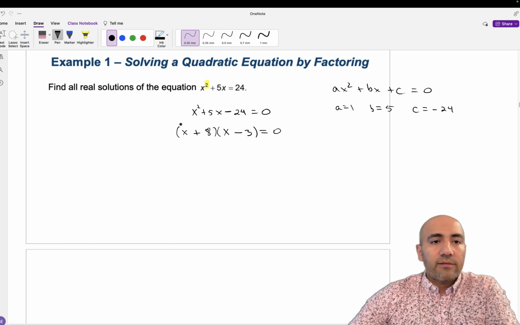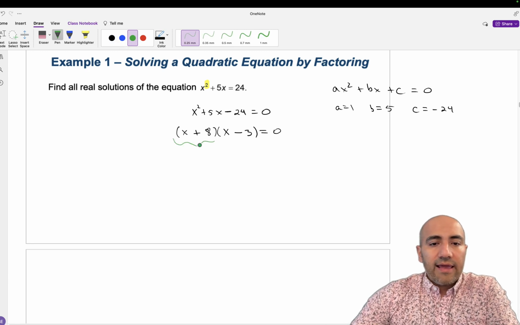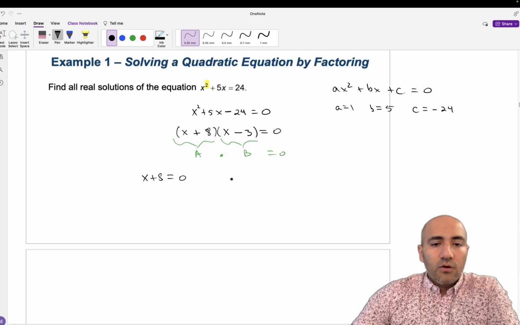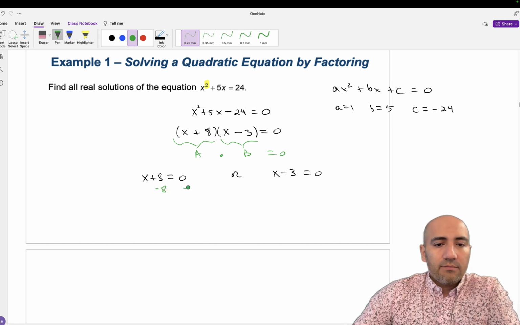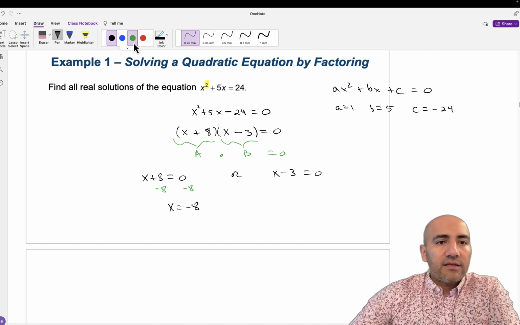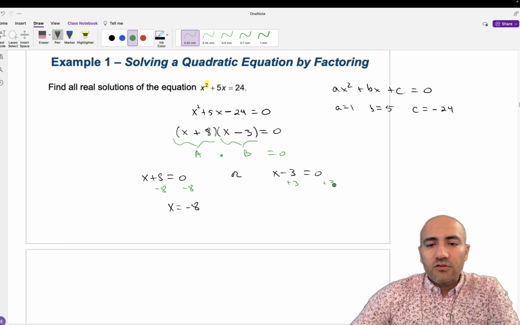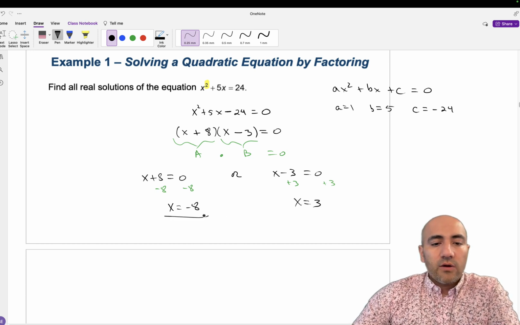And now we use the zero product property. We're saying that this is my A and this is my B, and I'm multiplying them, and the answer is 0. The zero product property tells us that at least one of them must be 0. So I get to separate this into two separate little questions. Either this is 0 or this is 0. From here, I can just solve by subtracting 8 from both sides, and so I end up with x equals negative 8. From here, I can solve by adding 3 to both sides, and so the answer is x equals 3. Okay, so I have two answers.